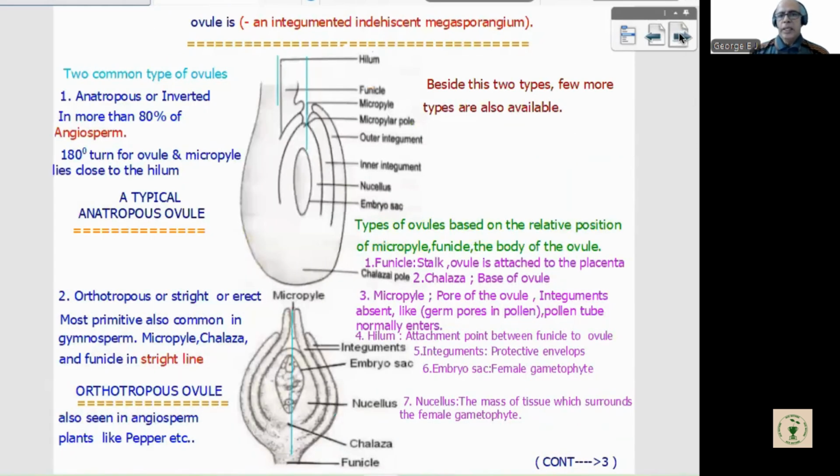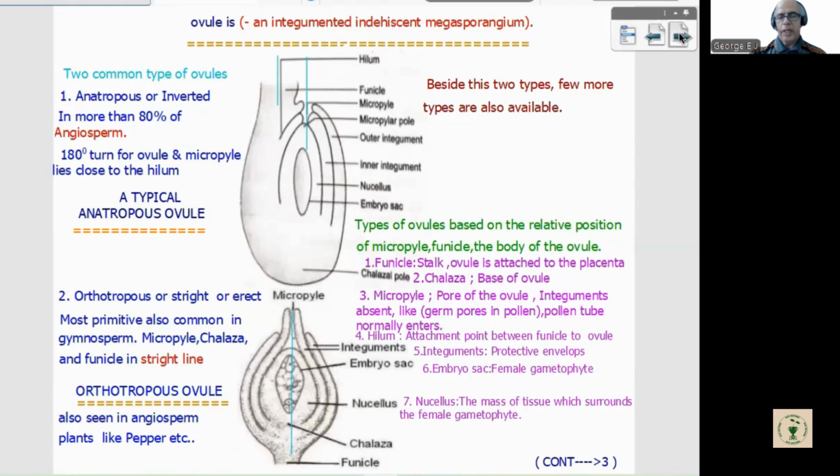Yes. An ovule is specifically defined as an integumented, indehiscent megasporangium. Many different types of ovules are available. But syllabus-wise, we have to learn only 2. One is the most common type, anatropous or inverted. Second is less common and most primitive, orthotropous or straight or erect ovule.